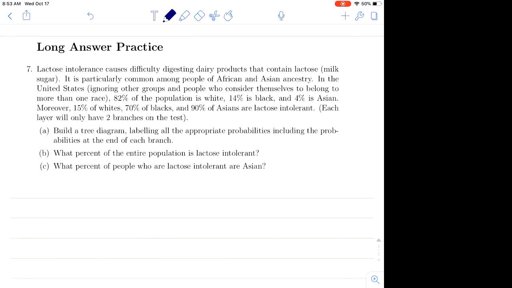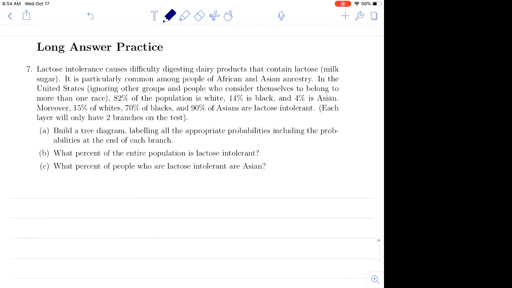Moreover, 15% of whites and 70% of blacks and 90% of Asians are lactose intolerant. So, this is a very risque textbook question that I've stolen.